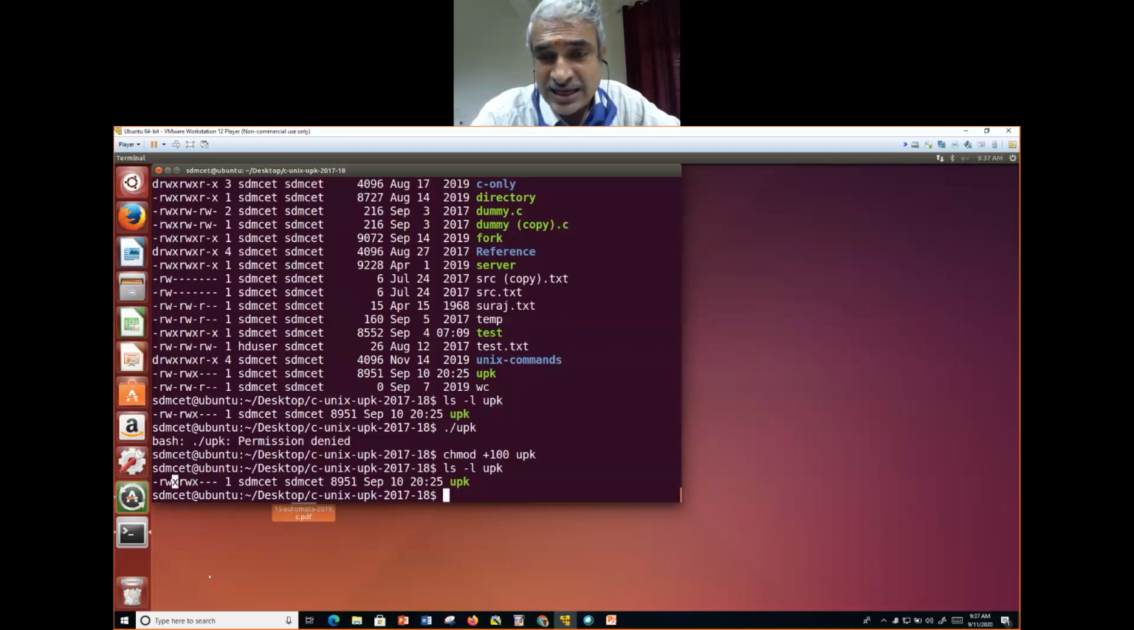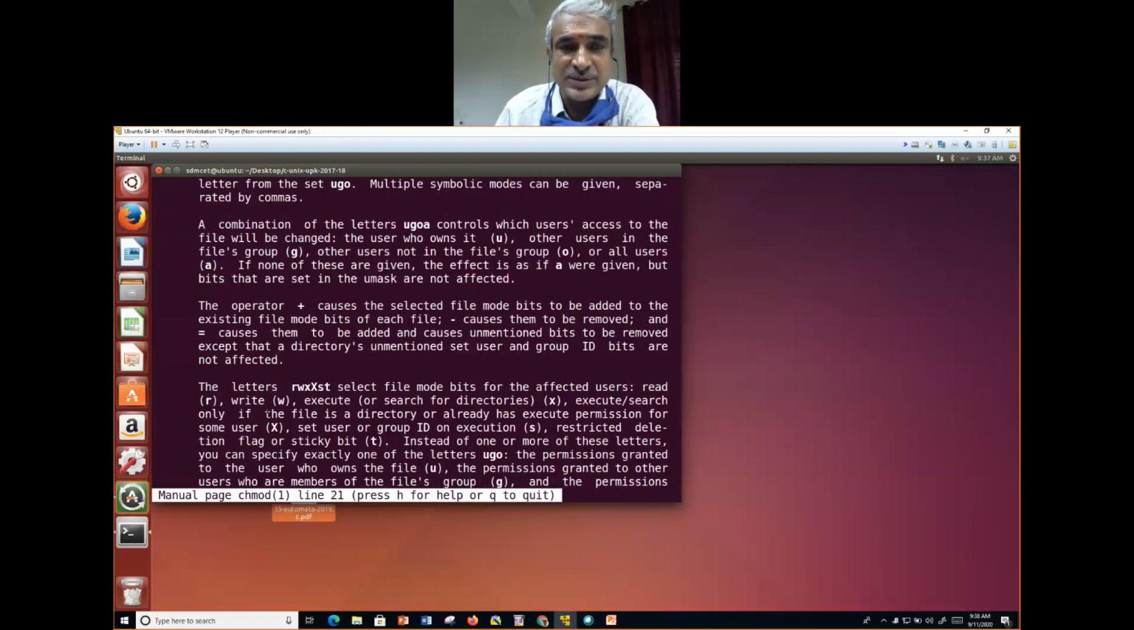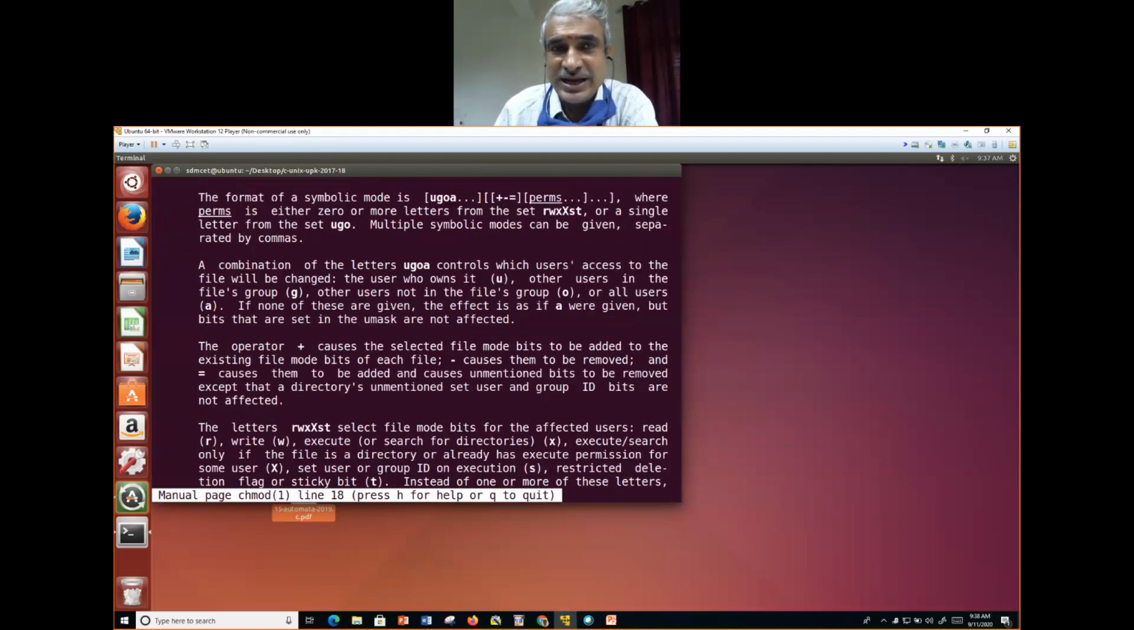Equal to is there. Okay, sorry, change mode, chmod. Minus is there: remove whatever is mentioned. Plus is there: add whatever is mentioned to the existing one. And there is equal to. What is this? You have to look into that. I don't know now what that equal to does. Check it with man chmod. So change mode, here everything is given. See here.